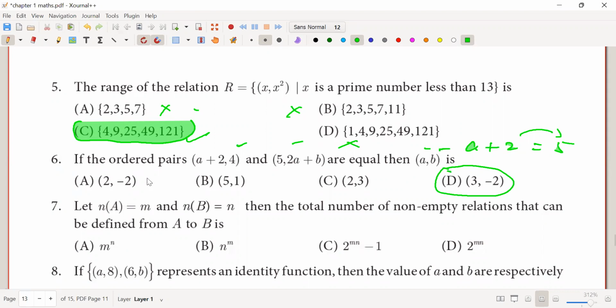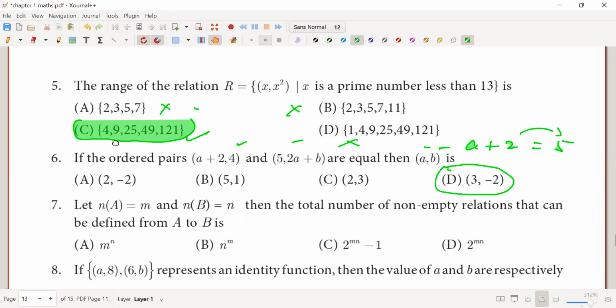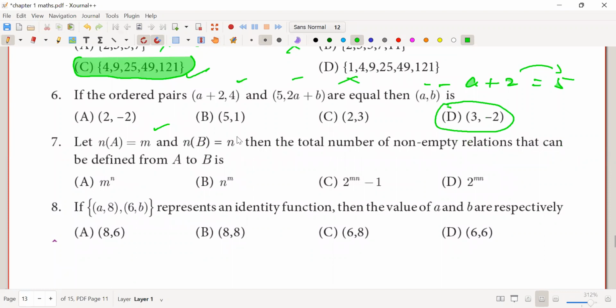Okay, good. So let N of A equal to M, N of B equal to N. Then the total number of non-empty relations that can be defined from A to B is 2 power mn. Next, that is the composite function.